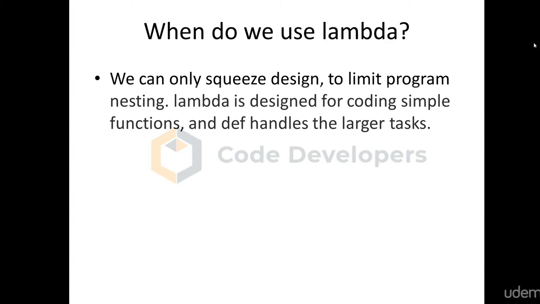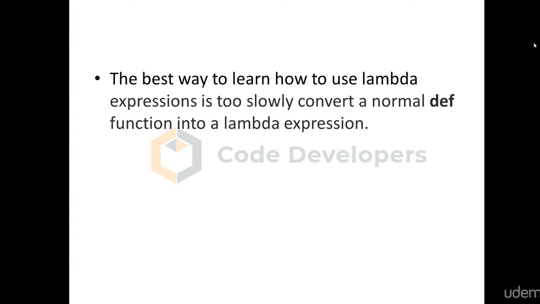Lambda is designed to limit program nesting. The issue with lambda is that it's designed for coding simple functions. If you want a larger task to be done, you're going to have to use def. The best way to learn how to use lambda expressions is to slowly convert a normal def function into a lambda expression. So let's hop over to the code to see how that's done.